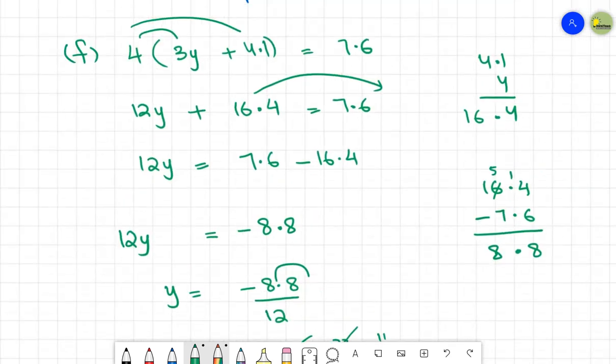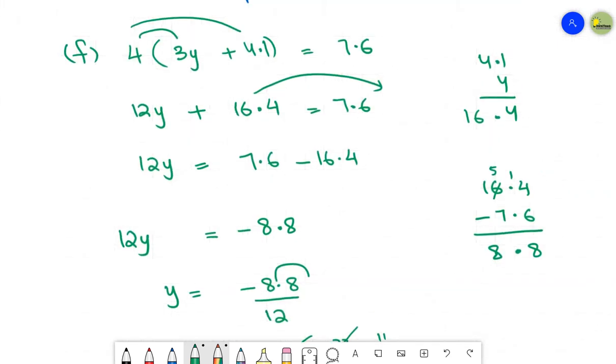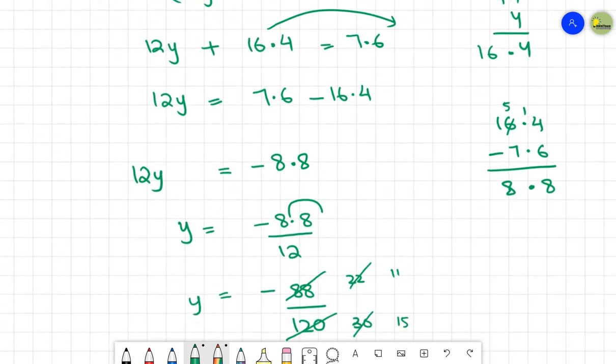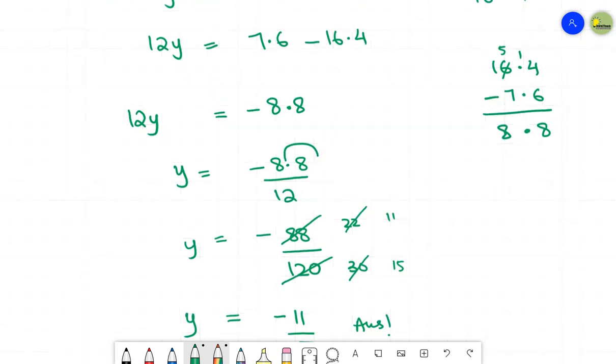Okay, again, I'm repeating it. What I have done, multiply the bracket. 4 threes are 12y plus 4 multiplied by 4.1 is 4 ones are 4, 4 sixes are 6, 4 fours are 16. 16.4 equals 7.6. 16.4 shifted to the other side becomes minus 16.4. You need to subtract the numbers. 14 minus 6 is 8.